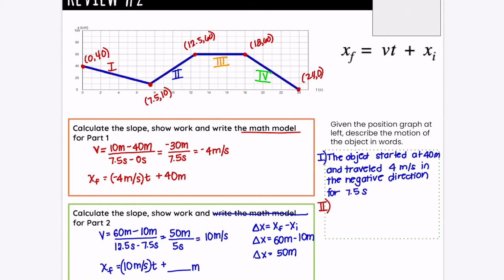Now the second segment is we see a different direction. So then it moved for 5 seconds. So 7.5 to 12.5 is 5 seconds. So it moved for 5 seconds in the positive direction because we see the slope changing direction. It's moving up. The position is increasing, so therefore it's a positive direction at a speed of 10 meters per second.